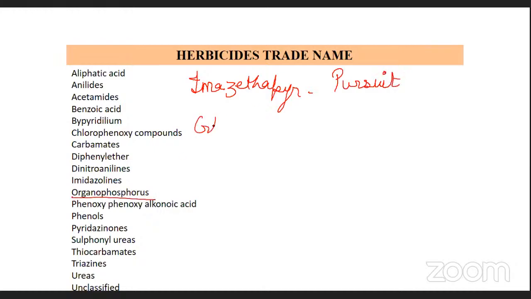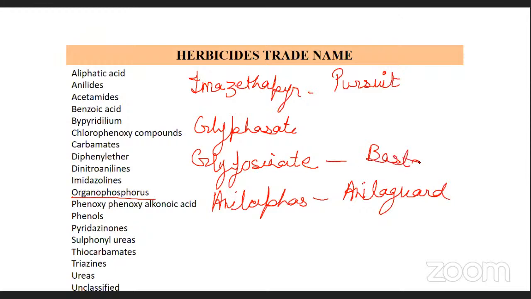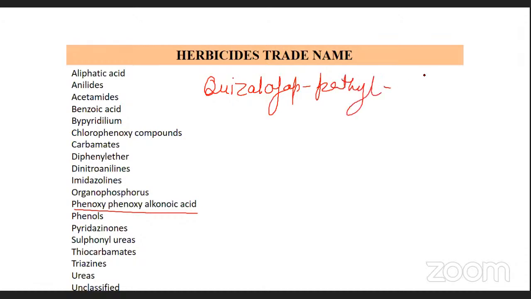Then in organophosphorus, we are having glyphosate, then we are having anilophos. The trade name of anilophos is Anilogard. Glufosinate trade name is Basta. And glyphosate trade name is Roundup. Then phenoxy alkanoic acid, I have shown you the examples: quizalofop-p-ethyl, and the trade name of this is Targa Super.